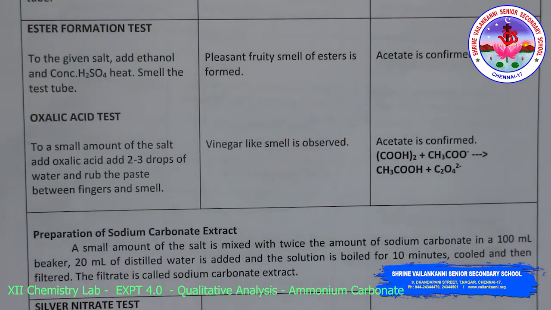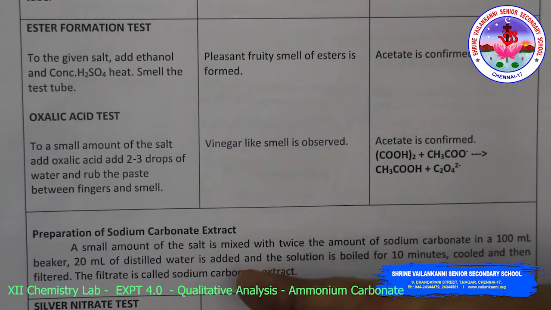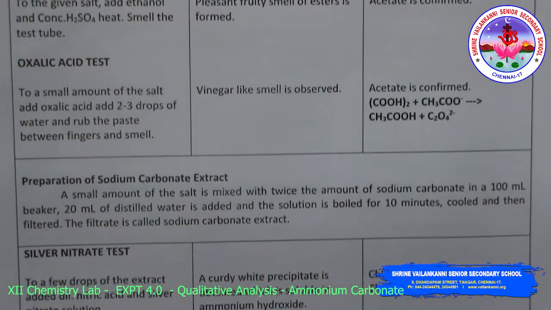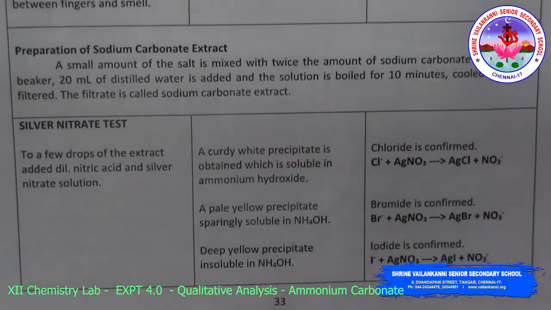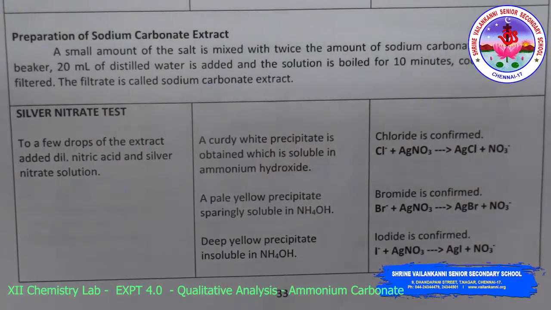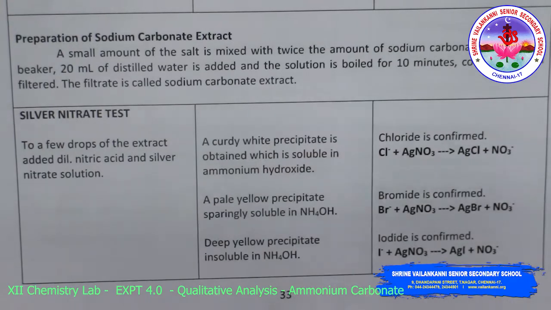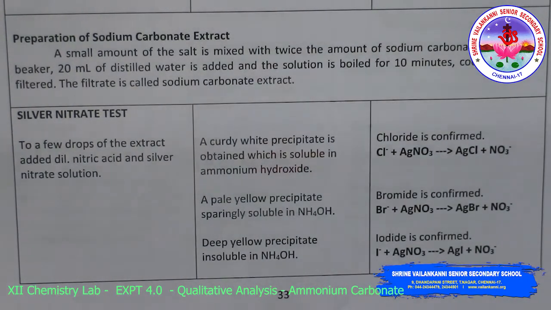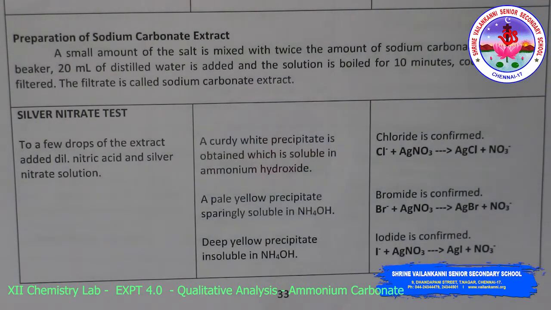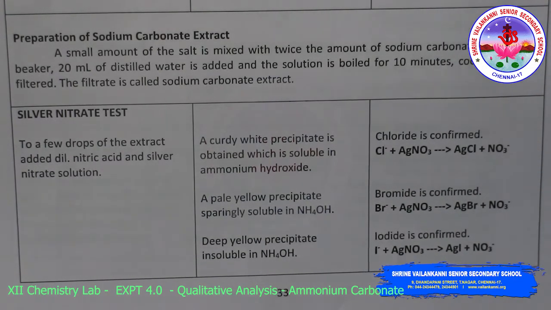Then the next thing is a very important one, preparation of sodium carbonate extract. It is very helpful to identify the acid radicals. How to prepare the sodium carbonate extract? Take a small amount of salt, mix it with twice the amount of sodium carbonate in a 100 ml beaker, add 20 ml of distilled water and boil the solution for a few minutes, then cool, then filter it. This extract is called sodium carbonate extract.